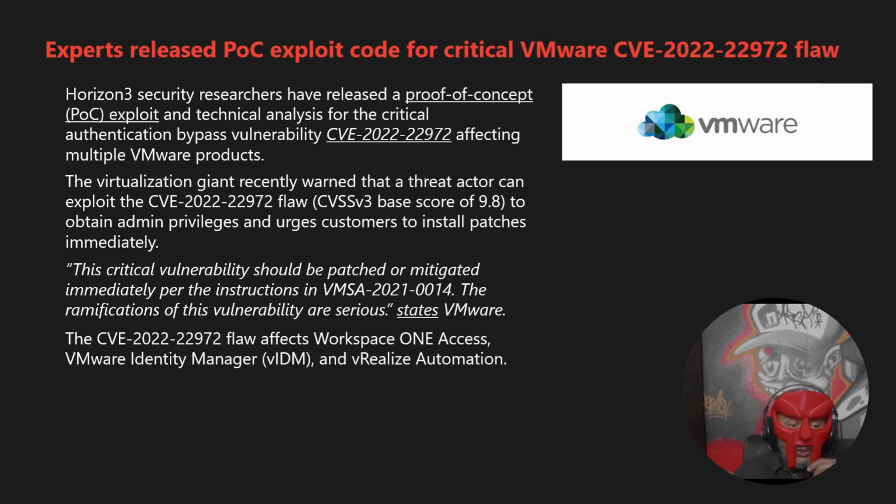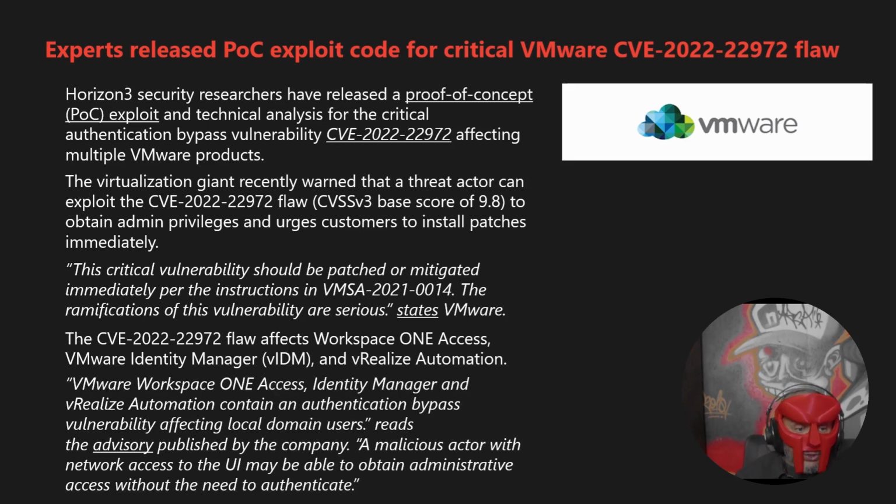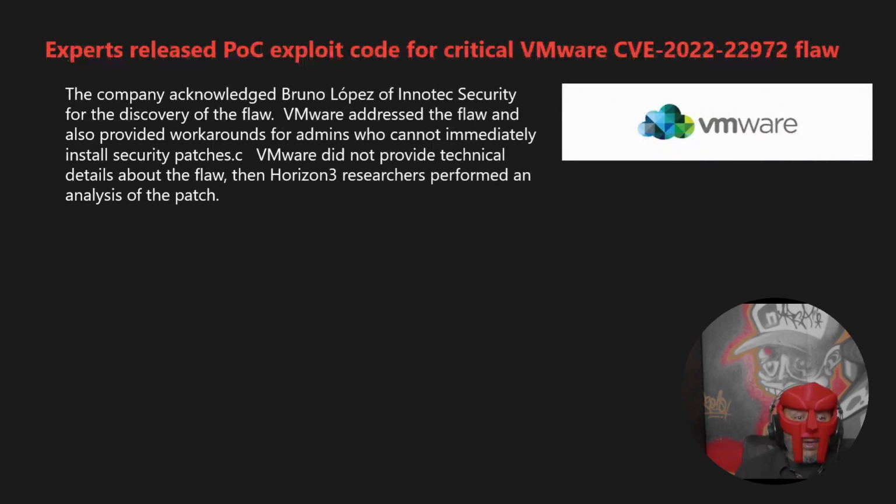The CVE-2022-22972 flaw affects Workspace ONE Access, VMware Identity Manager, and vRealize Automation. VMware Workspace ONE Access, Identity Manager, and vRealize Automation contain an authentication bypass vulnerability affecting local domain users, reads the advisory published by VMware. A malicious actor with network access to the UI may be able to obtain administrative access without the need for authentication. The company acknowledged Bruno Lopez of Innotech Security for the discovery of the flaw. VMware addressed the flaw and also provided workarounds for admins who cannot immediately install security patches. VMware did not provide technical details about the flaw.